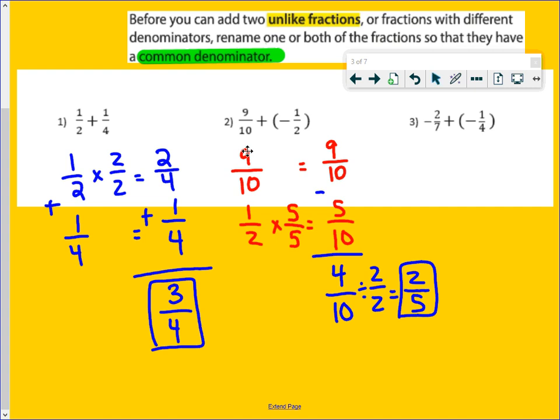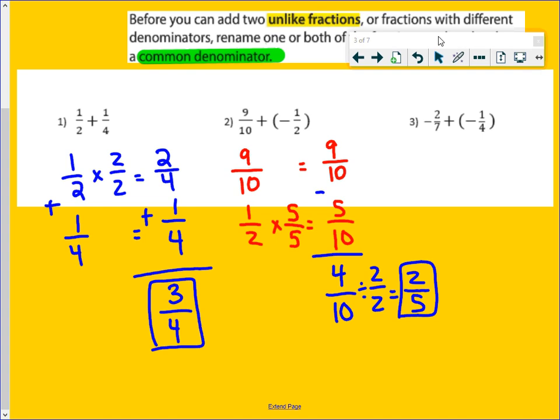And then finally, we got negative 2/7 plus a negative 1/4. In this case, I'll go ahead and write out the multiples so that you can see which one's the common denominator. I'm going to do it up here so we have some room. We have 4, we have 7. I'm going to start with the bigger number.